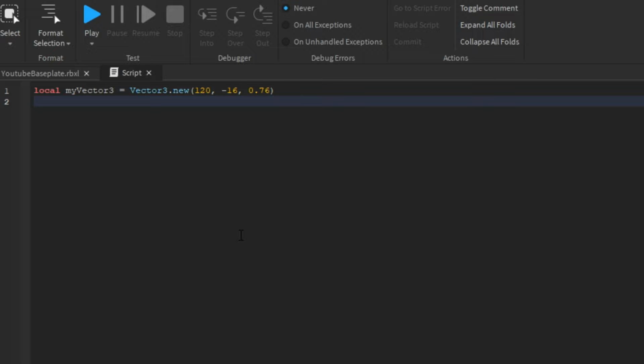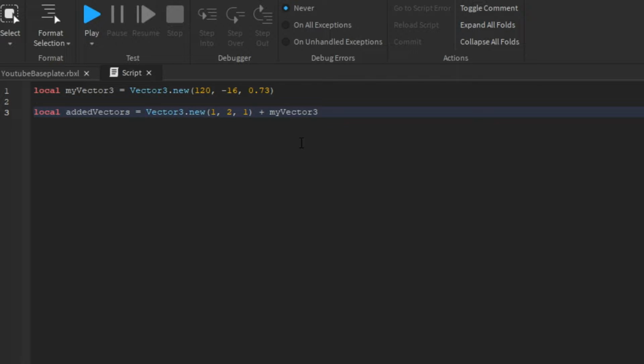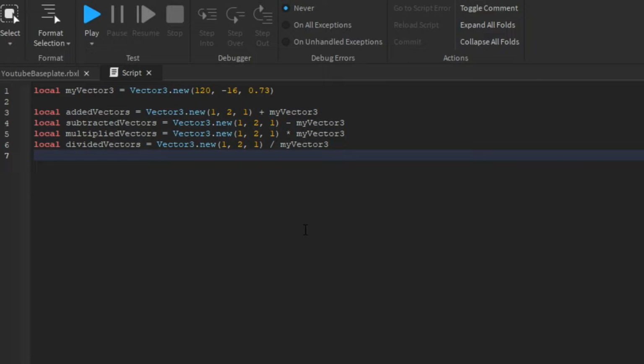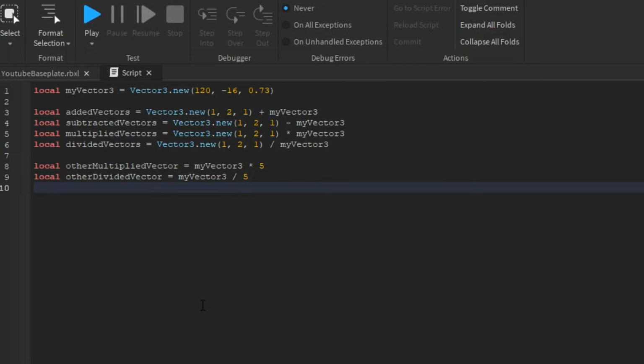You can create a Vector3 value by using the Vector3.new function. In the function, you insert three numbers which will be the x, y, and z components. You can do basic math with them just like numbers, so adding, subtracting, multiplying, and dividing, and you can also do math with vectors and numbers. However, math with vectors and numbers is only limited to multiplication and division.